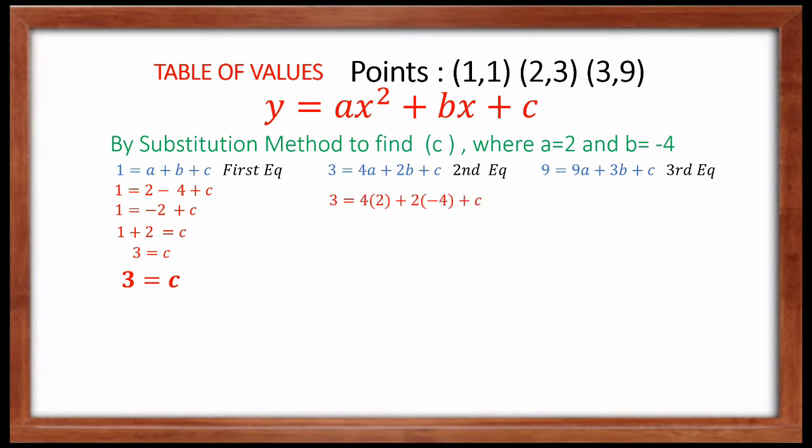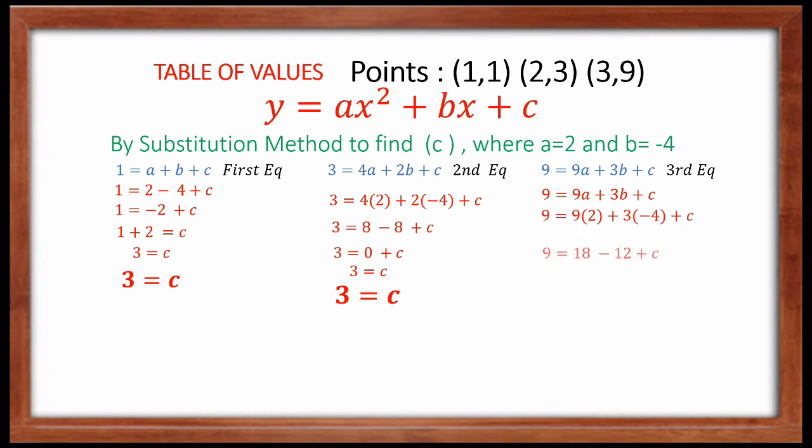Sa second equation naman, 3 equals 4 times 2 plus 2 times negative 4 plus c. What will happen? 3 equals 8 minus 8 plus c. 3 equals 0 plus c. 3 equals c. And therefore, the value of c is 3. Sa third equation, ganun din. 18 minus 12, 6 plus c. Lumipat ng equal sign, 9 minus 6 equals c. 3 equals c. Therefore, the value of c is also 3.